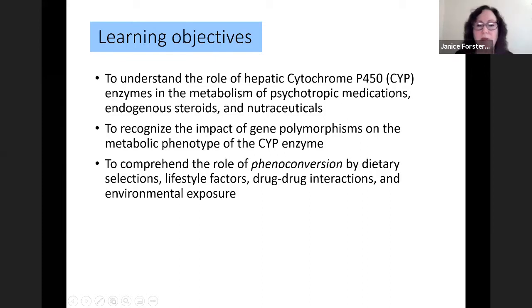I want to talk about the objectives: to understand the role of the hepatic cytochrome P450 enzymes in the metabolism of psychotropic medications, endogenous steroids, and nutraceuticals, to recognize the impact of gene polymorphisms on the metabolic phenotype of the cytochrome enzyme, and to comprehend the role of phenoconversion by dietary selections, lifestyle factors, drug-drug interactions, and environmental exposure.